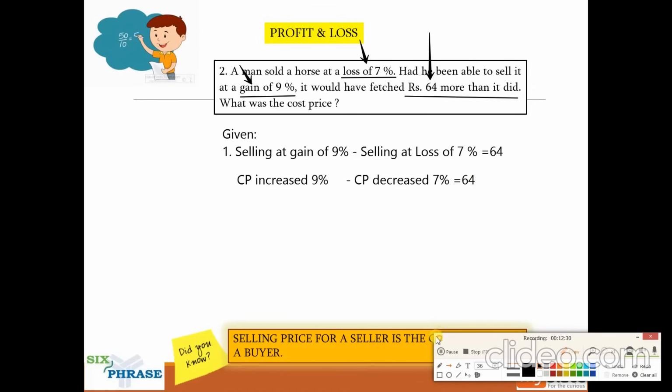You will get the answer. CP into, how do you increase a number by 9%? 109 by 100, correct? Minus CP into, how do you decrease a number by 7%? It is 93 by 100, is equal to 64. So take CP outside. CP is common in both the terms. If you have a close look, you can see CP and CP here are common. So you can take the CP outside.